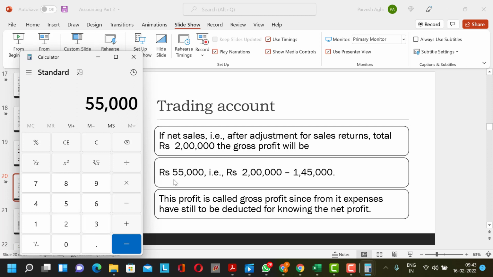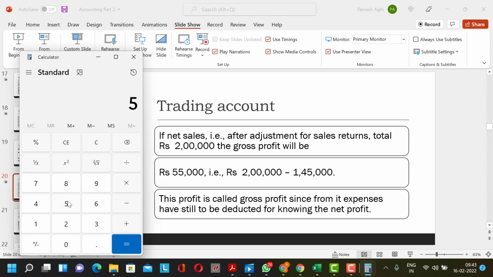55,000. So this is the gross profit the company has made. And what is my turnover, what is my sales? 2 lakhs, isn't it? So I divide this by 2 lakhs. So gross profit divided by my turnover and multiplied by 100, I'll get the amount in percentage. So that means I am earning 27.5% on my sales. Is that okay?